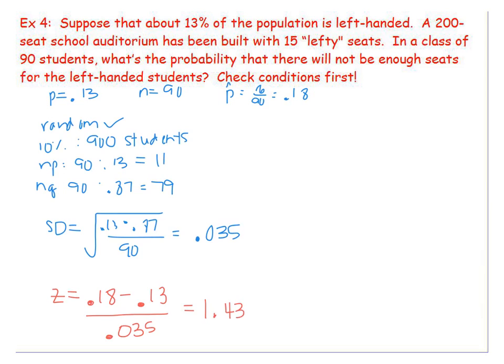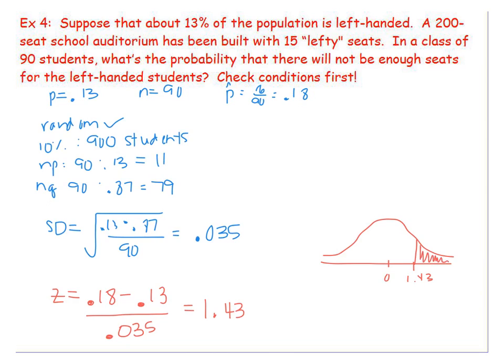So if we look at a pretty little sketch, here's our normal model. Zero's in the middle, 1.43. Now, if you remember when we were up here doing p hat, we talked about there's 16 or more students. That's the only way that there would not be enough seats. So I'm going to shade to the right.